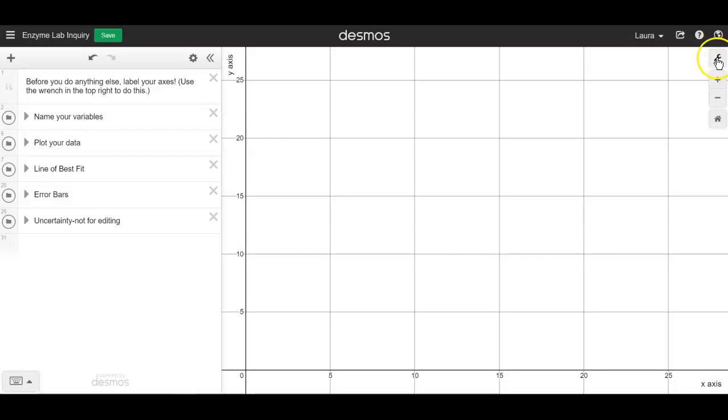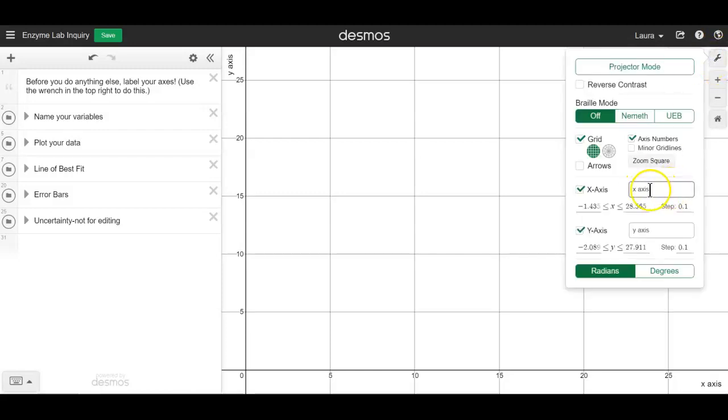So we've got this wrench up in the top right corner here. We're going to click on it and change our x-axis label to what we want to put on our x-axis. So the usual rule is that our manipulated variable, otherwise known as the independent variable, goes on our x-axis. So that's what we're going to do here.